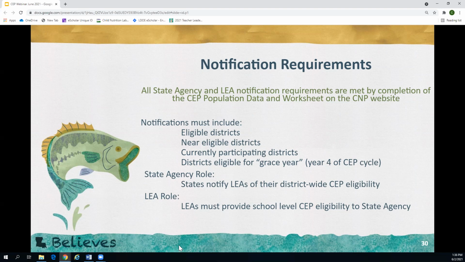for district-wide. So when you are completing that form, you'll see that district-wide percentage is also determined on that worksheet before you even make a final election. And that's our way of notifying you of your eligibility at the district level. And then you're responsible for telling us the eligibility on the school level. So that's putting in the information about the identified students and the enrollment, which is your notification to us of whether or not that school is eligible to participate in CEP.